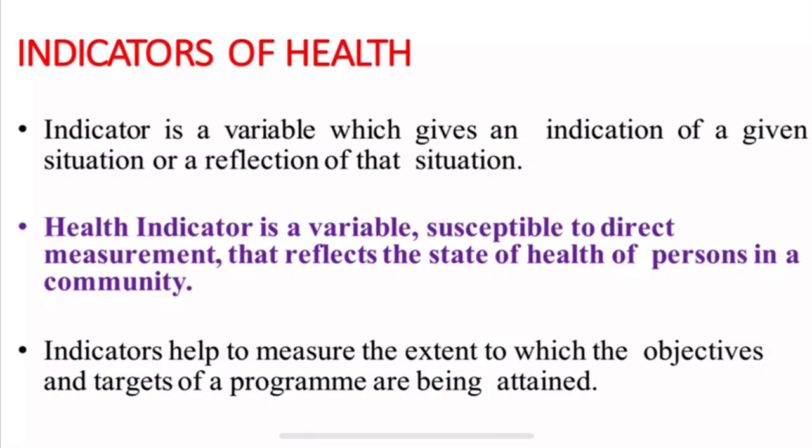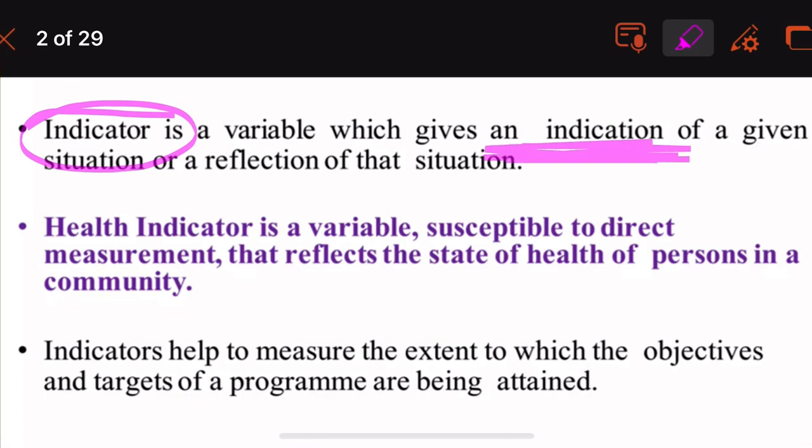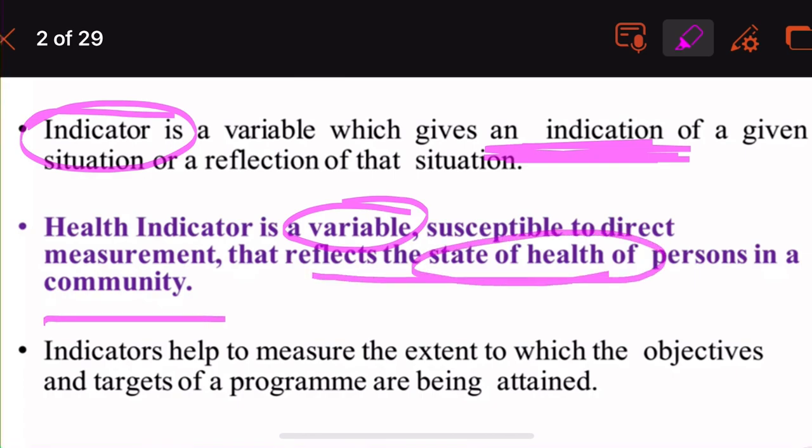Indicator. What is an indicator? An indicator is a variable which is giving us an indication of a particular situation, or the reflection of that situation. A health indicator is a variable, a direct instrument which is reflecting the state of health of the person in the community.